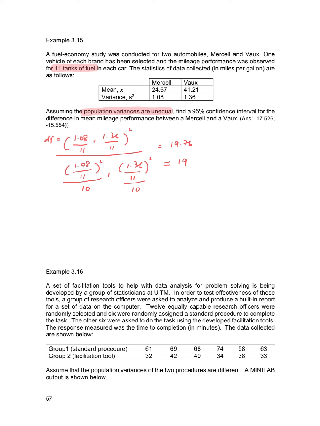Okay, so our alpha is 0.05. So t alpha over 2, 0.025, with degree of freedom 19 will be equivalent to 2.093. So refer to table 7. Okay, now we will calculate the value of the 95% confidence interval.